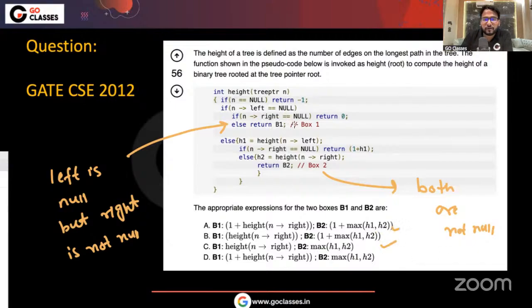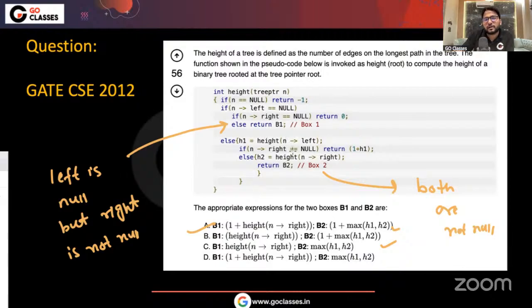For B1, can you tell me, will it be 1 plus or without 1 plus? You have to do 1 plus actually, right? So for B1 also, left is null and right is not null. And then if right is not null, you will be basically calling like this. And then 1 plus, right? Anyway, the base case is anyway -1 for that same reason. So A is the answer here. Okay, A is the answer. You just have to analyze this question.